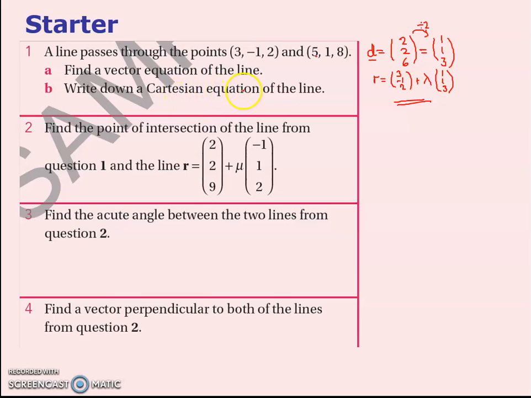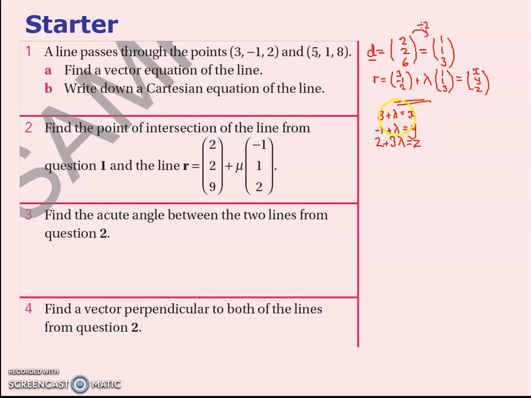We now write down the Cartesian equation of the line. Well, okay, then fair enough. This basically r is another way of writing x, y, and z. So if I do that, I can just read across this top line. I get 3 plus lambda equals x. I get minus 1 plus lambda equals y. And I get 2 plus 3 lambda equals z.